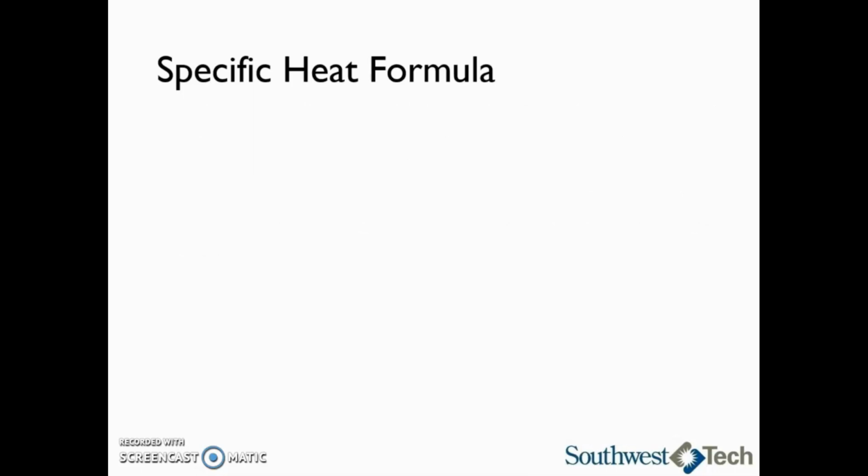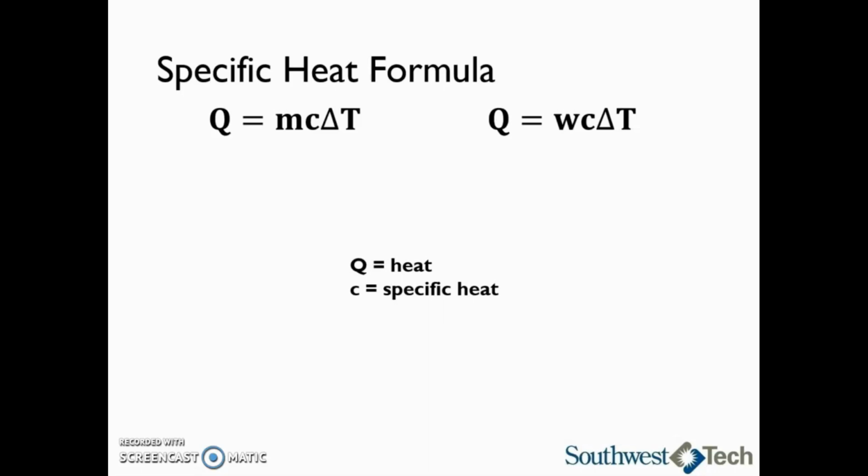Let's look at the specific heat formula, or the formula to find the amount of heat added or taken away from a substance to produce a certain change in temperature. If we have metric units, Q equals M times C times delta T, but if we have English units, Q equals W times C times delta T. Q is the heat, C is the specific heat, which can be found on a table, M is the mass, W is the weight, and delta T is the change in temperature.